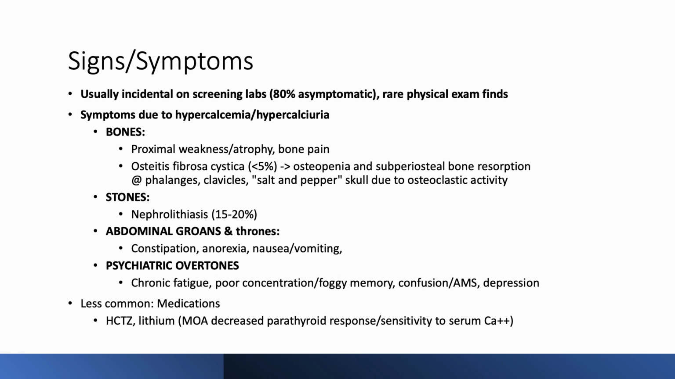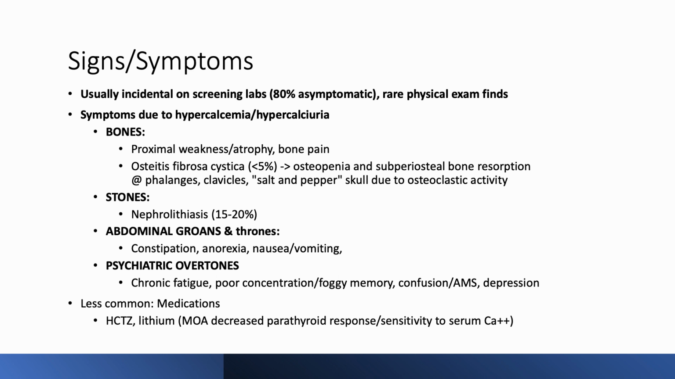And then we have psychiatric overtones. So there might be some chronic symptoms like depressed mood or foggy memory, confusion, maybe even altered mental status, or just chronic fatigue, which is concerning because how many older or postmenopausal women come in complaining about these generalized symptoms. So this can be frequently missed early on.